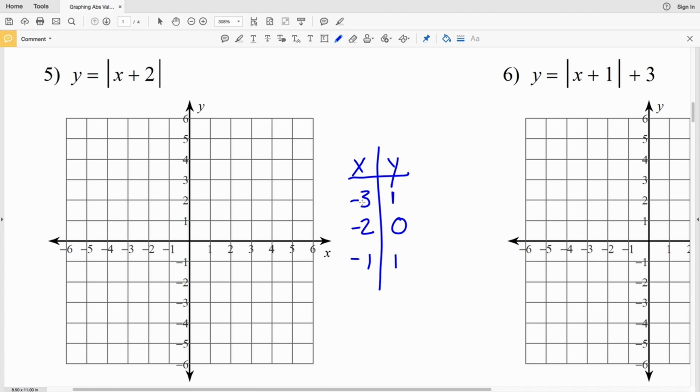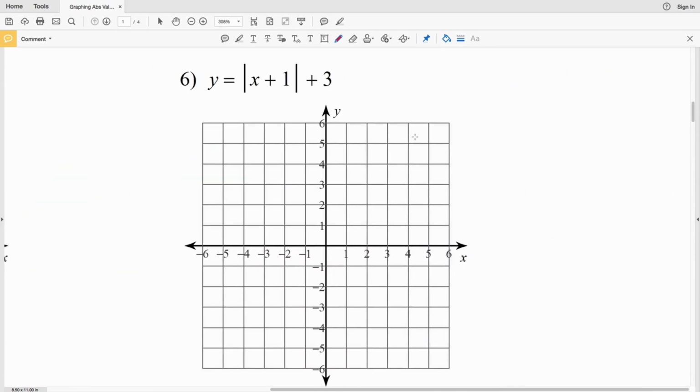So you can see that when x is negative 3, 1 step less than negative 2, or negative 1, 1 step greater than negative 2, the y values are the same. Let's go ahead and graph this. We have negative 3, positive 1, negative 2, 0, and negative 1, positive 1. So the absolute value function has two straight lines coming out of the vertex. One is a positive slope, and the other negative. And that's the answer to number 5.